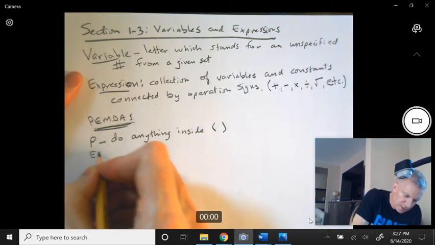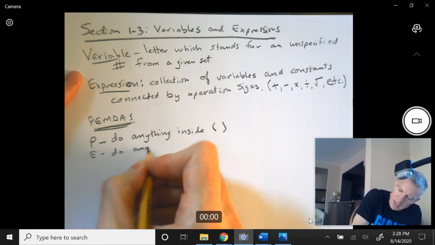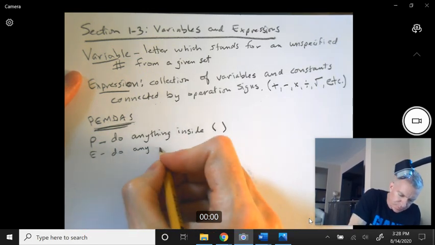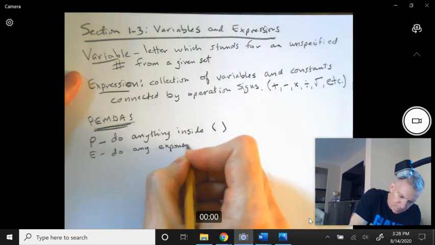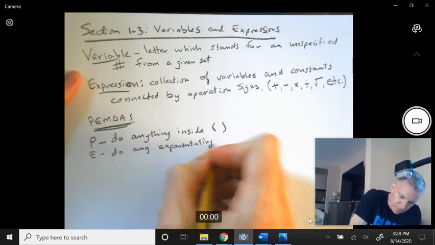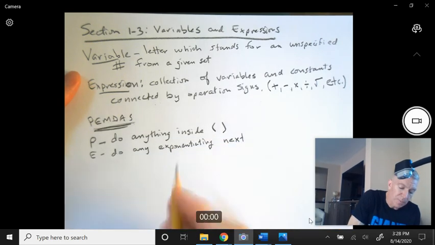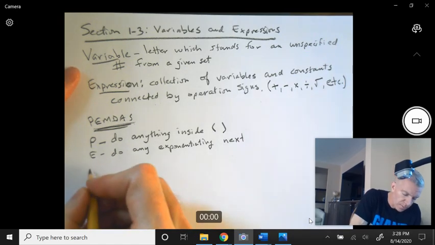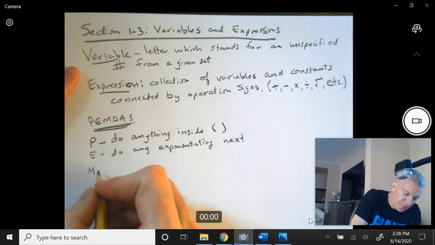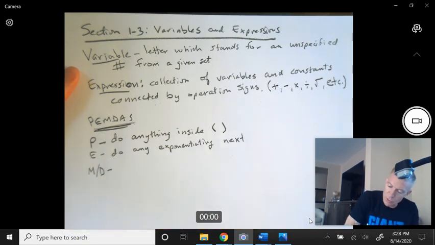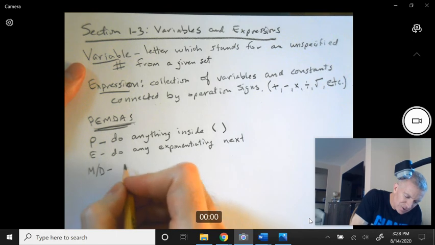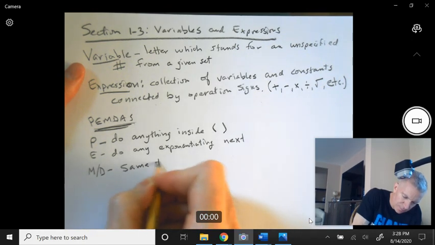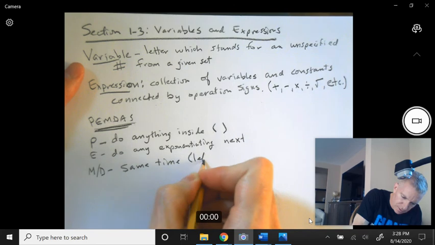Okay. The E is you do any exponentiating. Okay, you're going to do that next. And be careful, because if you do something inside parentheses with an exponent on the outside of parentheses, you have to simplify inside the parentheses first. Okay, and then you also have to know rules of exponents if that applies. Next, you have multiplication and division. You do these next, but you do them at the same time, going from left to right.